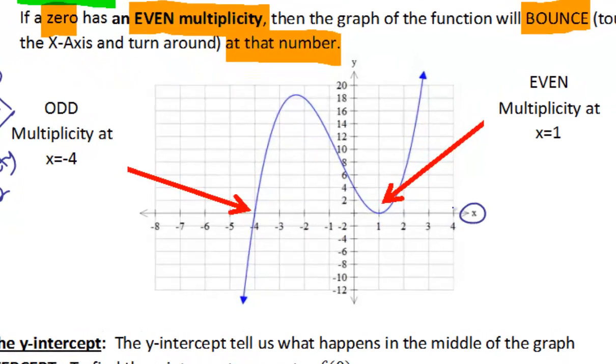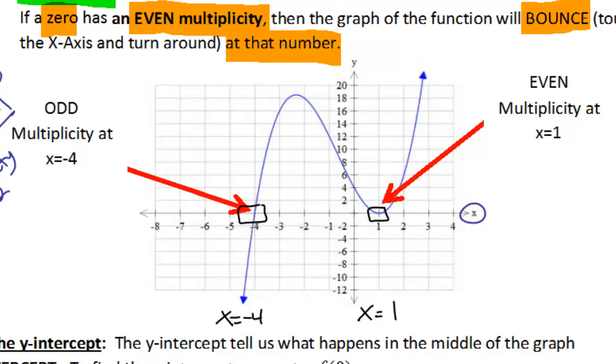Here's your x-axis, and notice we're crossing the graph at this point at x equal to -4, and then here at this point at x equal to 1. Well, those are my zeros. Those are my x-intercepts. But it appears that x equals -4 has an odd multiplicity. Well, how do I know that x equals -4 has an odd multiplicity?